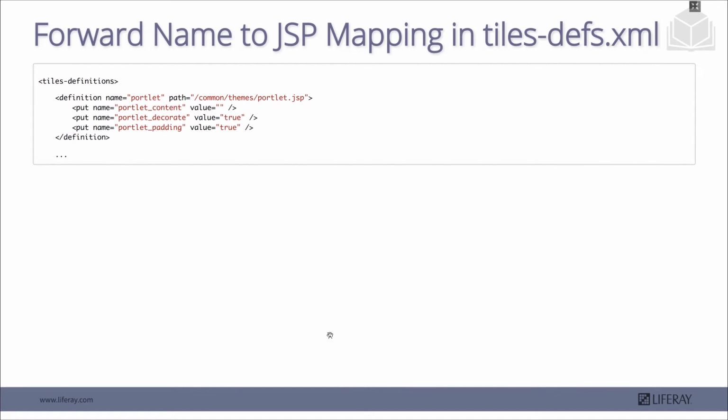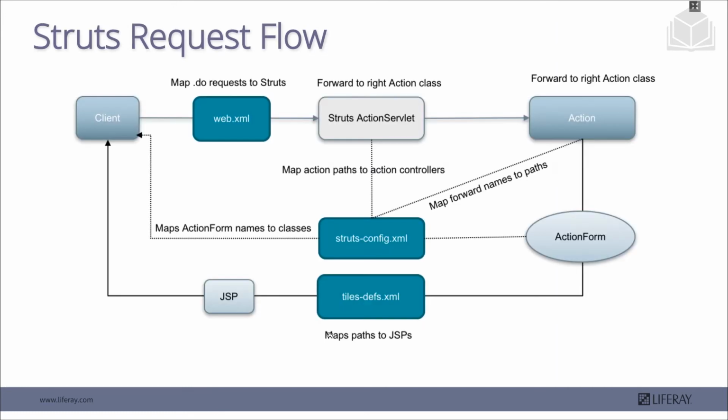Once those things are done, we can have a tiles-defs.xml say, once you are done with this specific definition name, we are then going to send you over to this JSP to be rendered. In this situation, portlet.jsp is going to be the JSP rendered after our Java class is finished.